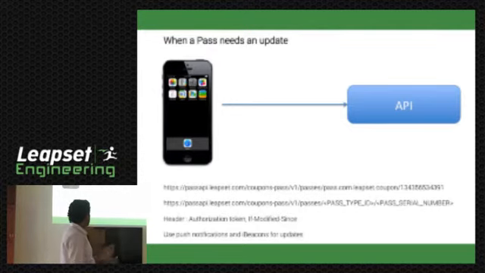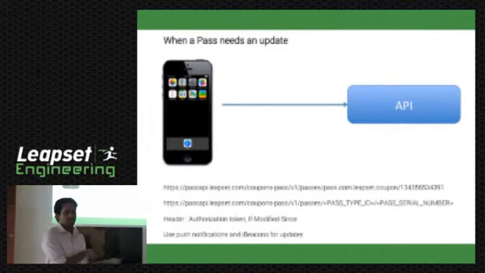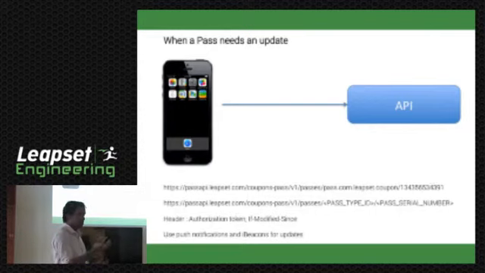So what happens when you request an updated pass is that the Passbook application will call the same URL with a GET request with these parameters, and it sends the authentication token and this modified-since header. So basically, whenever a pass requests an update, the server has to recompile, not compile per se, but remake the pass and then send it back with any updated information.